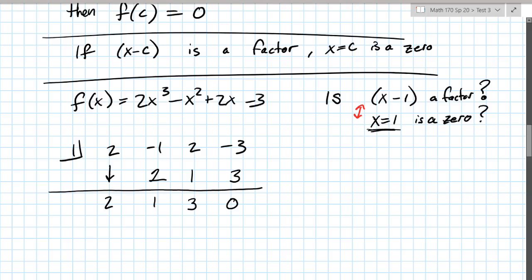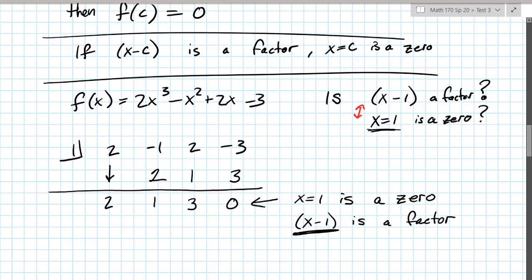Well, this is good news. So what this tells me is that x equals 1 is a 0. If you were to rearrange that, x minus 1 is a factor. So if it's a factor, what that means is I can write my original function f of x as a product of things, with this as one of the factors.